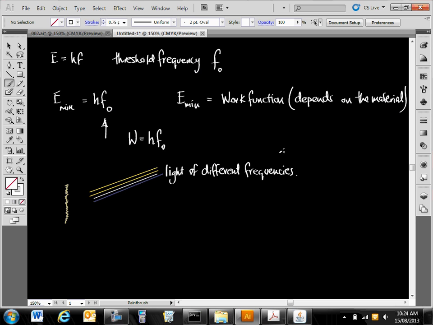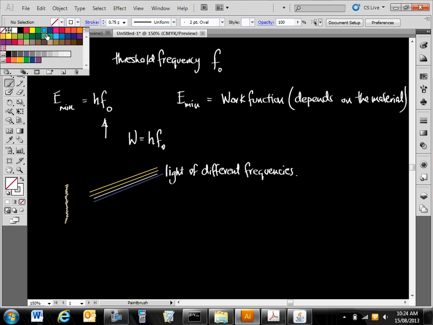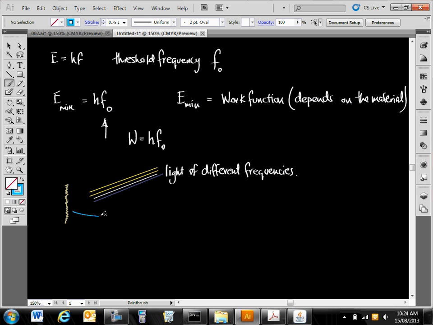Now, with light of different frequencies, above the minimum threshold frequency, of course, we're going to have electrons ejected. But what sort of electrons are we going to have ejected? Well, firstly, we're going to have these minimum energy electrons, but we're also going to have these higher energy electrons as well, because we've got different frequencies going in. Different frequencies result in different energies of electrons.